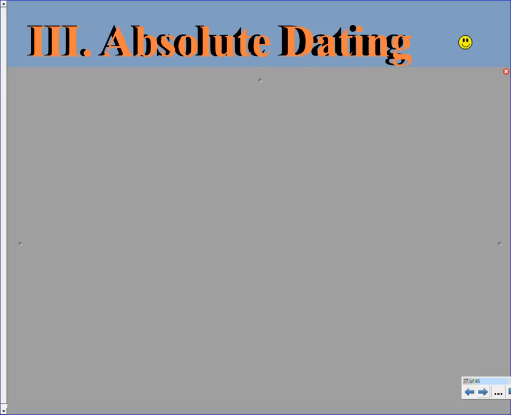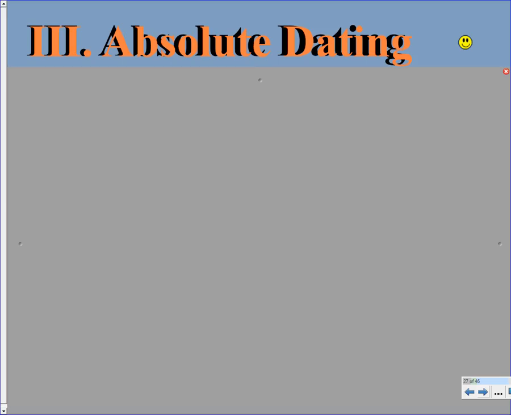Now we're going to talk about absolute dating. You don't need to put the Roman numeral 3. Just put the words absolute dating. And this is going to be your title, which is your next set of notes that will go in your table of contents. This is on a separate sheet of paper.